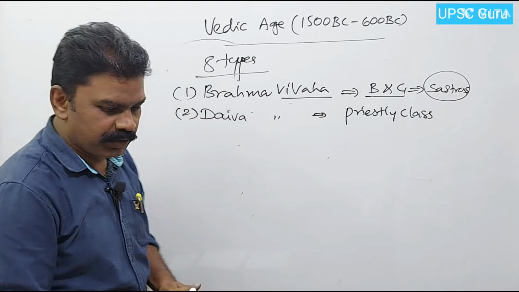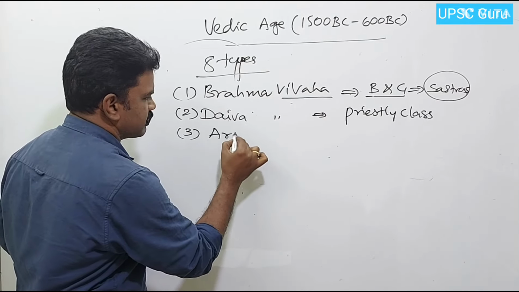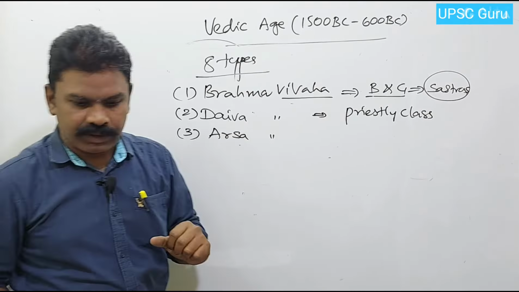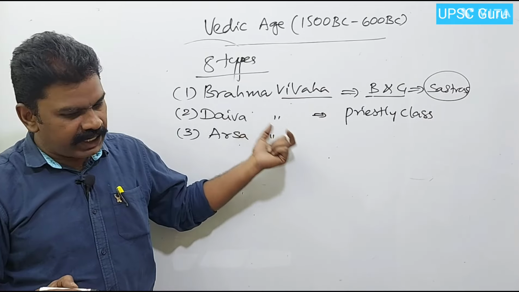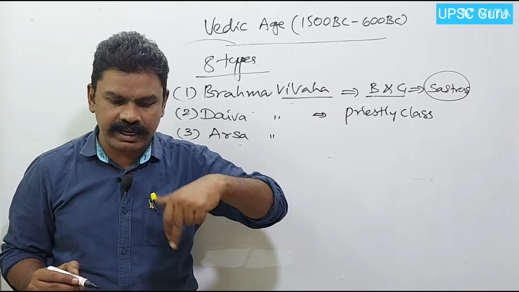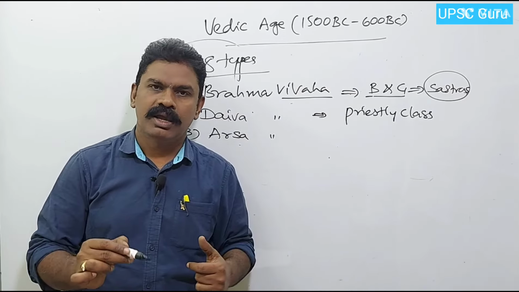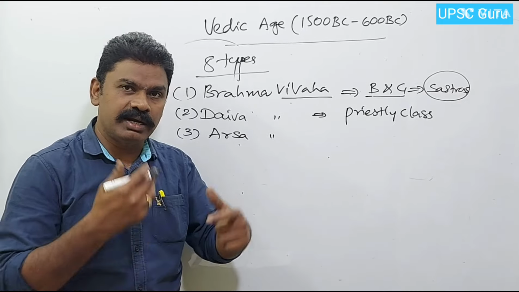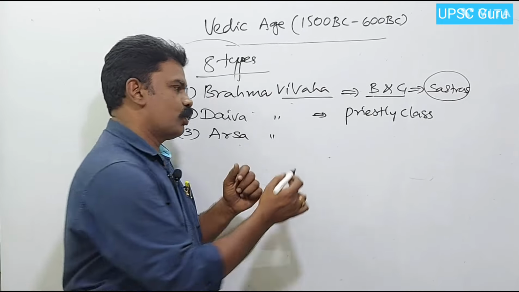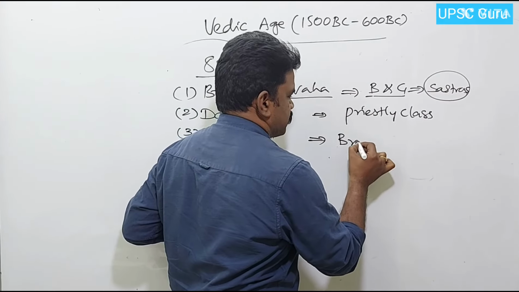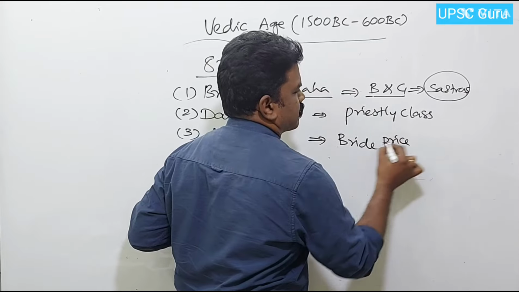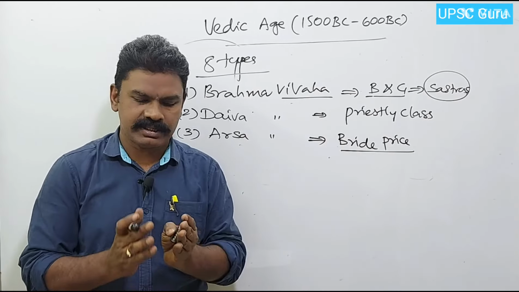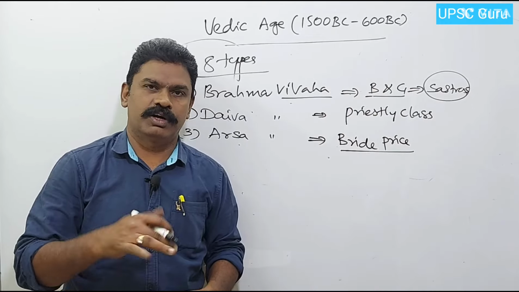That is Daiva Vivaha. And the third one is the Arsa type of marriage. In this Arsa type of marriage, the bridegroom presents a cow or bull to the guardian of the girl. Giving some cow or bull to the guardian or father of the girl is what is called bride price, that is, kanya sulkam. Kanya sulkam existed from the Arsa type of marriage. The boy would give to the girl's father or guardian.